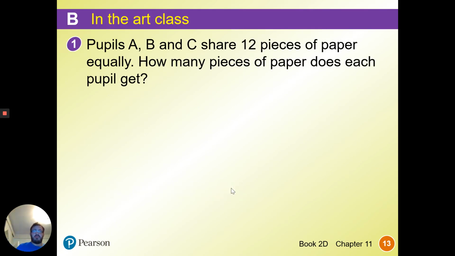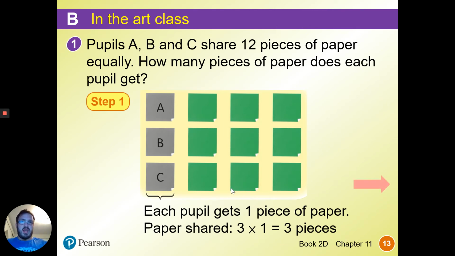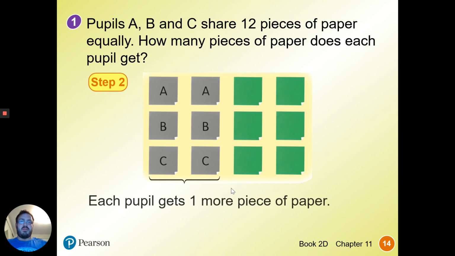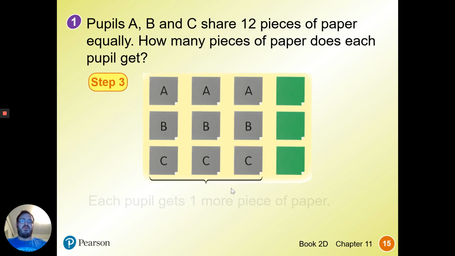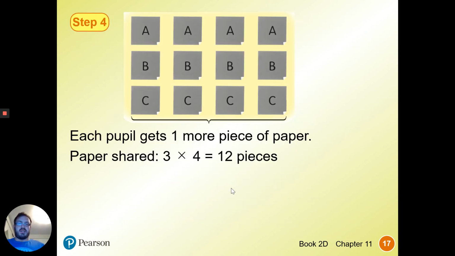Okay, and it's part B then. Pupils A, B, and C share 12 pieces of paper equally. How many pieces of paper does each pupil get? If each pupil gets 1 piece of paper, the paper shared is 3 times 1, which equals 3 pieces. So step 1, we can label it ABC, like we did before. So how many groups of ABC do we get? 3 times 4 is 12 pieces.